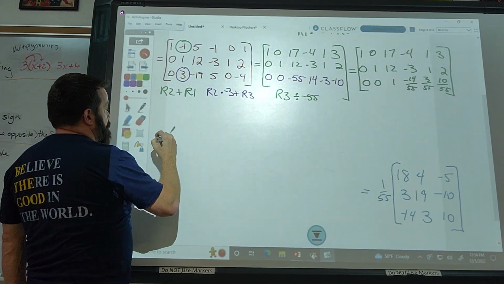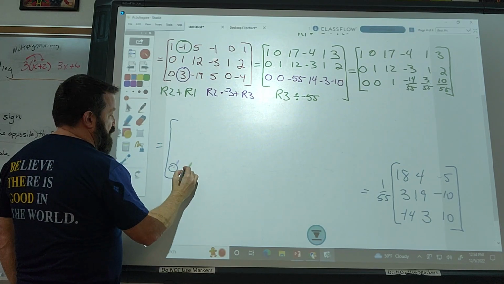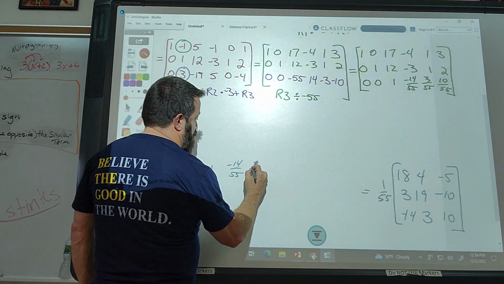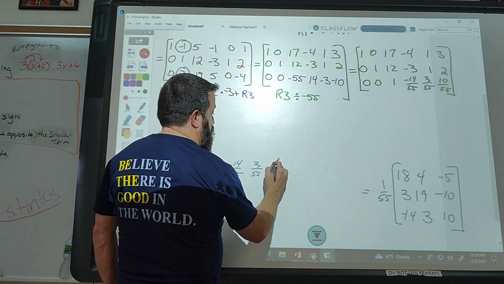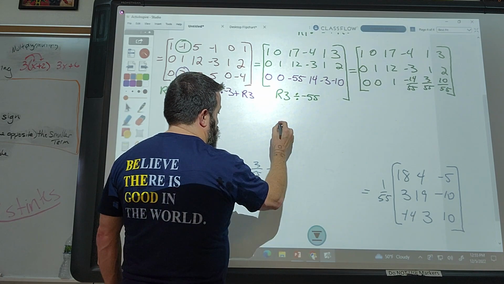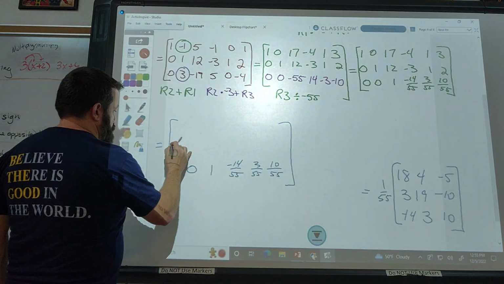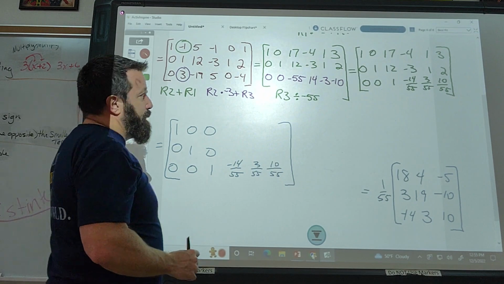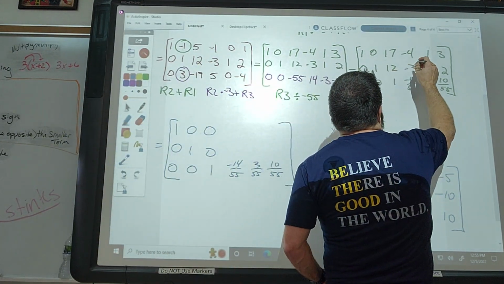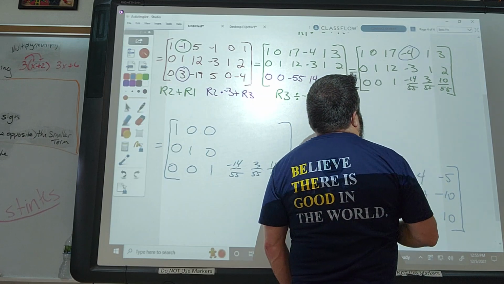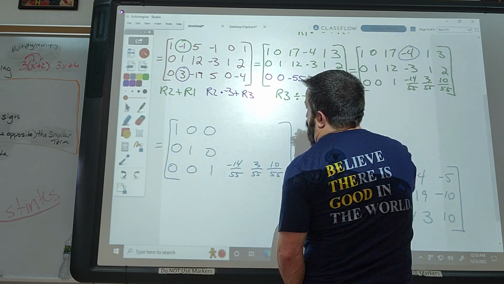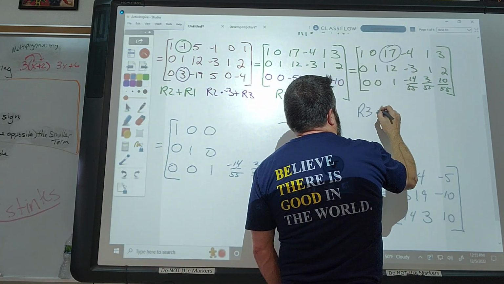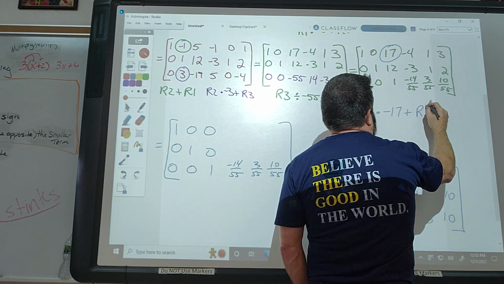So for now, the bottom is not going to change. 0, 0, 1, negative 14 over 55, 3 over 55, and 10 over 55. This is what this is going to end up looking like anyway, so I'm just going to write it down. But here's what I'm doing. So I need this 4 to be gone, right? I'm sorry, not the 4, the 17. I need the 17 to be gone. So I'm going to take row 3 times negative 17, and I'm going to add it to row 1.